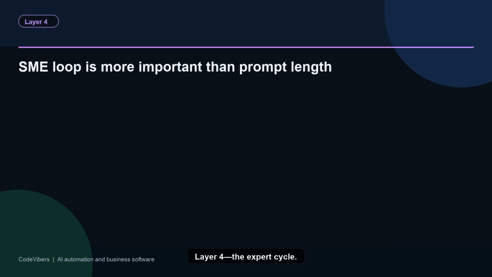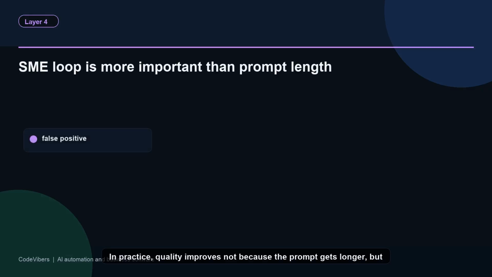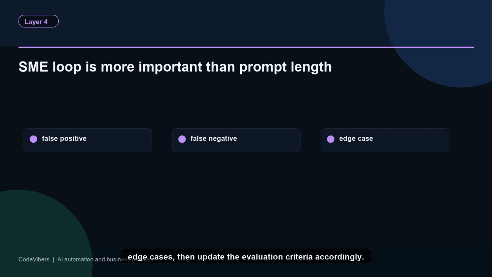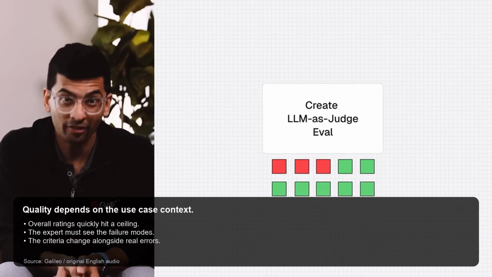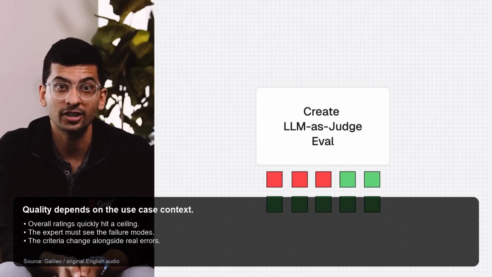Layer 4, the expert cycle. In practice, quality improves not because the prompt gets longer, but because subject matter experts review false positives, missed cases, and edge cases, then update the evaluation criteria accordingly. This is no longer prompt engineering, it's quality engineering around the model. Or outputs are actually just going to be incorrect. That doesn't work for AI agents at scale at all.